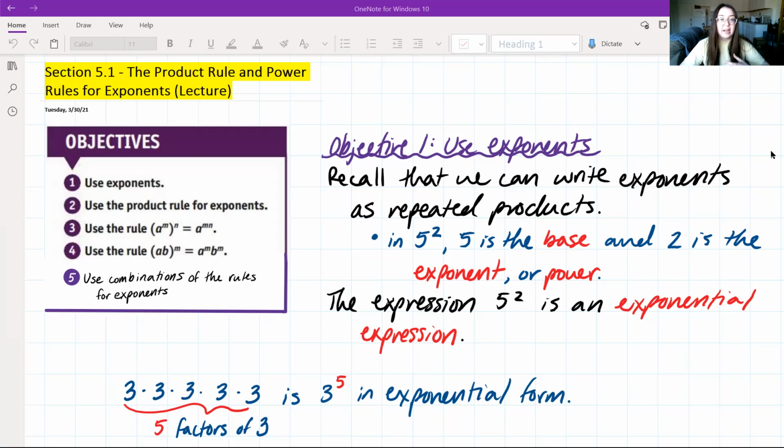So if we have something like 3 times 3 times 3 times 3 times 3, we see that's going to be 5 3's that are being multiplied by each other. This is not the same as 5 times 3 because we have 5 factors of 3 all being multiplied together. And when we write that, we want to write that as 3 to the power of 5. And this is in our exponential form.